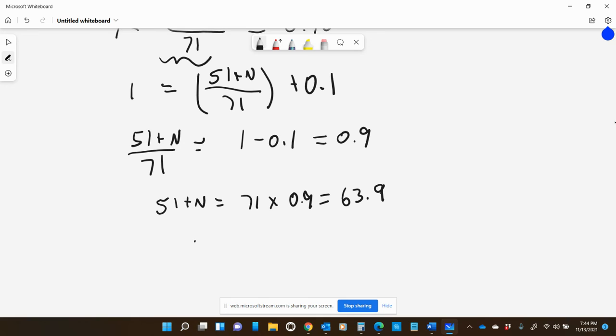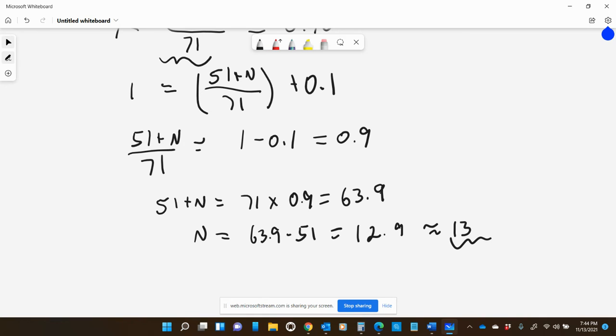And now to find n, I subtract 51 from both sides. That leaves me with n all by itself on the left side. So I have 63.9 minus 51. And I should do that without the calculator, right? So that would be 0.9, and then 1 from 3 is 2, and 5 from 6 is 1. So it says 12.9. Well, there's no such thing as 9/10 of a student. So that's really got to be 13, right?